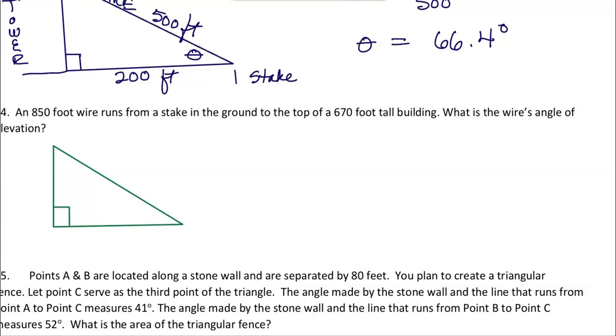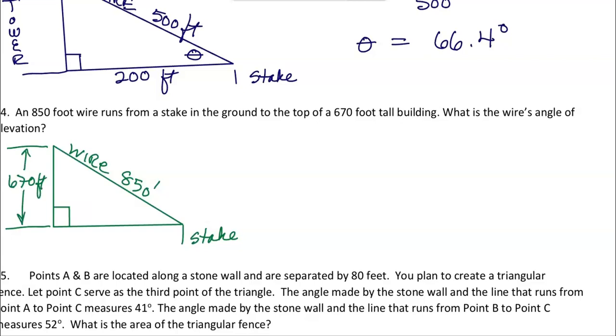Get your right triangle. Okay, so here's your wire once more, and this time it's 850 feet, runs from a stake in the ground, here's where the stake is, to the top of a 670-foot tall building. So that means your building is here. So this is the building. And it is 670 feet from here to here.